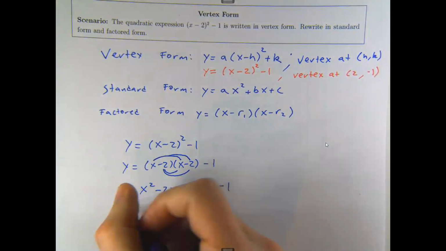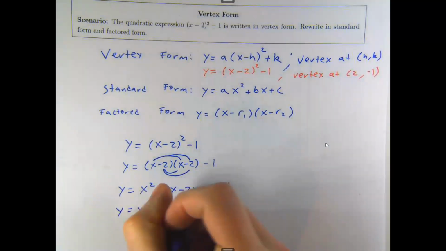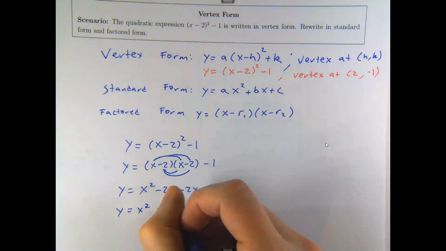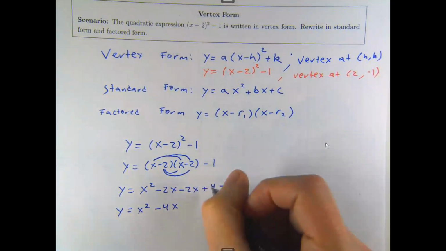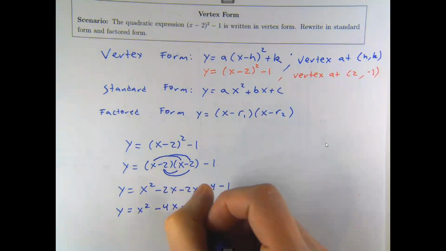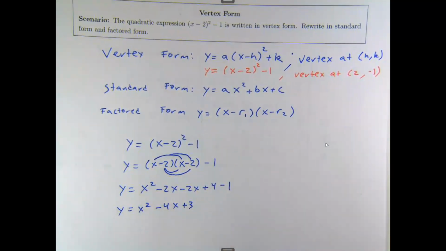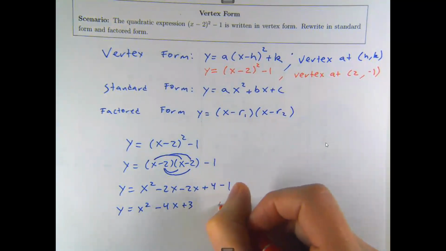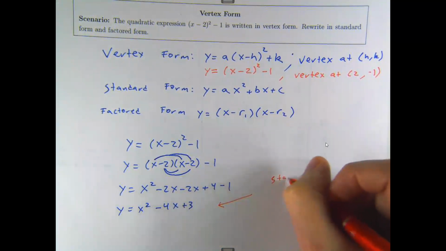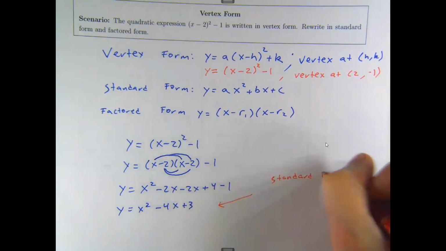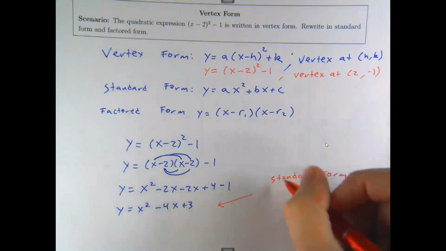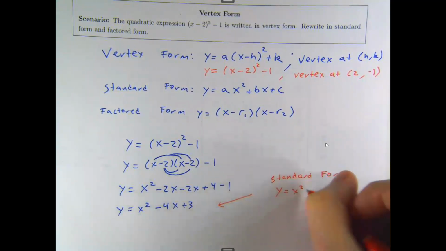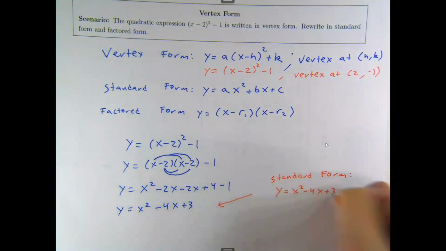I'm going to combine like terms. Minus 2x minus another 2x is minus 4x. A positive 4 take away 1 is a positive 3. Now if I left it here where it just looks like x^2 - 4x + 3, which looks pretty clean, we would call this standard form. So standard form I just get by multiplying things out and combining like terms. y equals x^2 - 4x + 3.